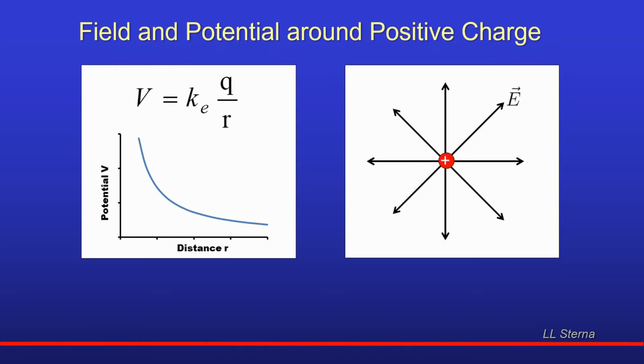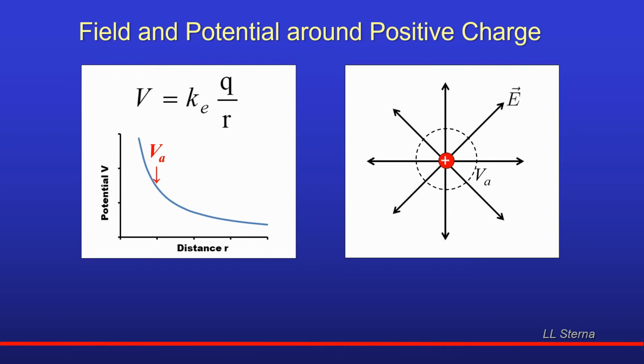Notice when R is small, the potential is going to be very, very large because R is in the denominator. For a positive charge, the potential is going to be a very large positive number. As R gets larger and larger, in other words, you get further and further from the charge, the potential gets smaller and smaller. Let's take one value of the potential. We'll call it V sub A at a particular distance R from the charge.